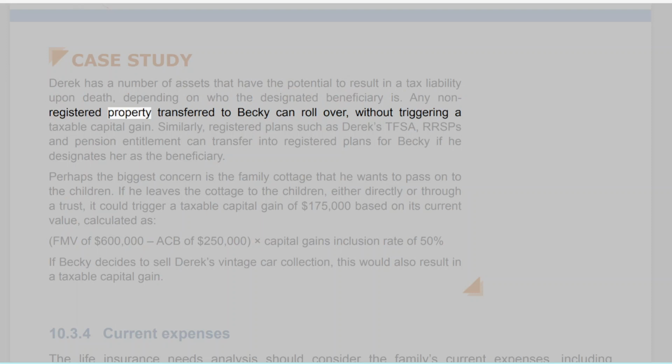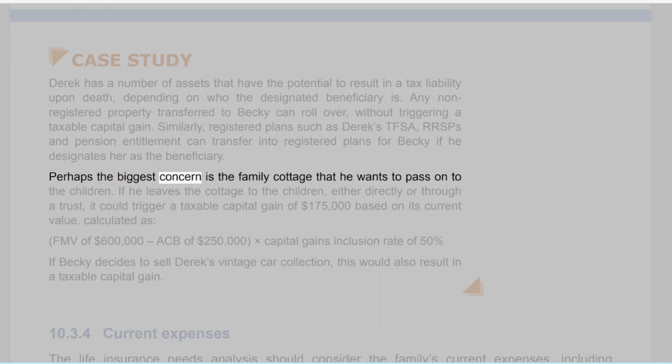Any non-registered property transferred to Becky can roll over, without triggering a taxable capital gain. Similarly, registered plans such as Derek's TFSA, RRSPs, and pension entitlement can transfer into registered plans for Becky if he designates her as the beneficiary.